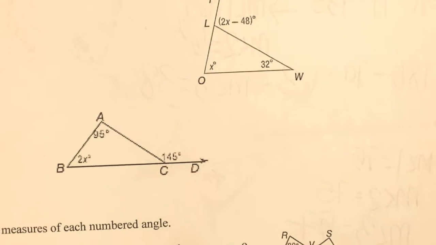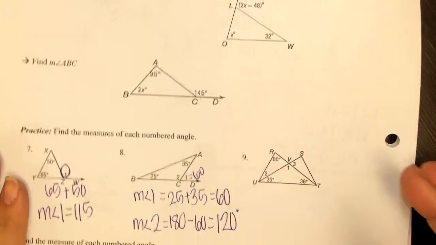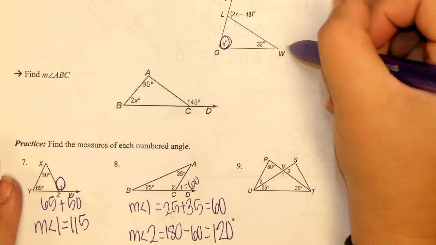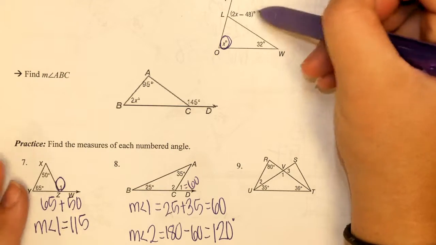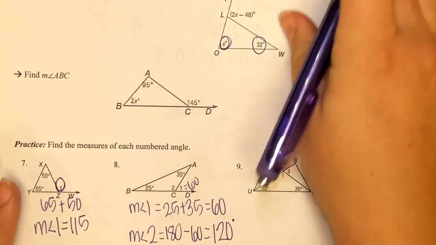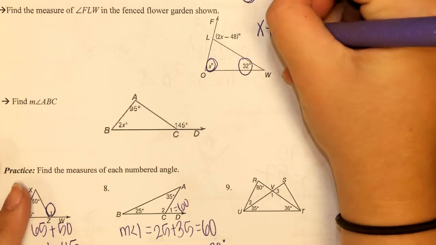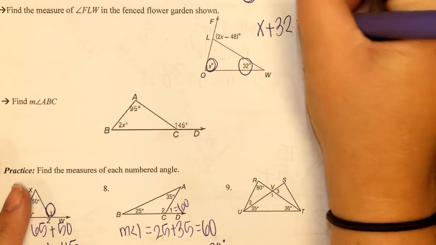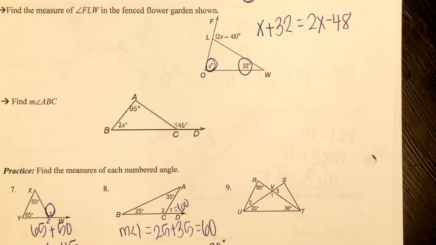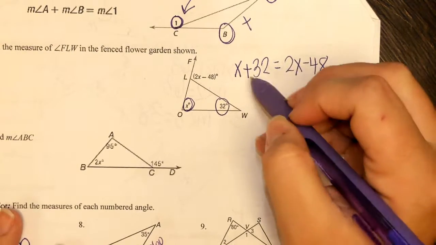Okay, do not back up. I'm not done. Wait, go back up. I need this right. Okay, go back up to the first arrow. So this angle O, plus what angle gives you the outside angle? Angle O plus angle W. So to solve for this outside angle, you have to add x plus 32 and set it equal to 2x minus 48. Okay, we'll solve for x.